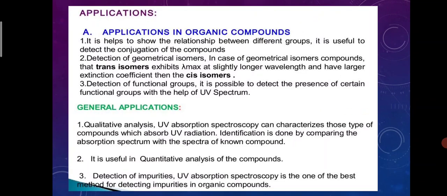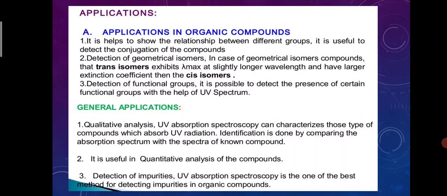Next, applications of these spectrometers. The application in organic compounds. It helps to show the relationship between different groups. It is useful to detect the conjugation of the compounds. The detection of geometrical isomers.